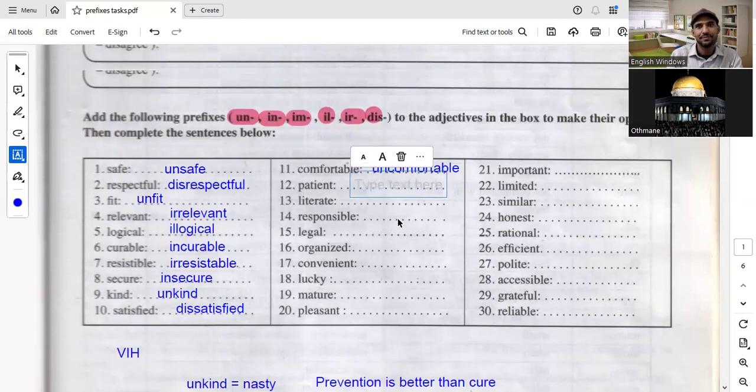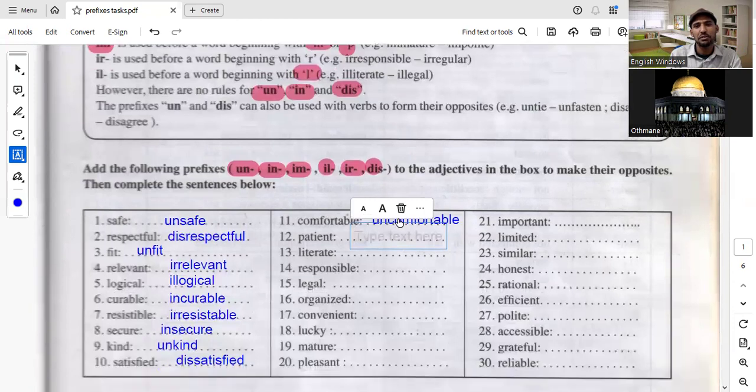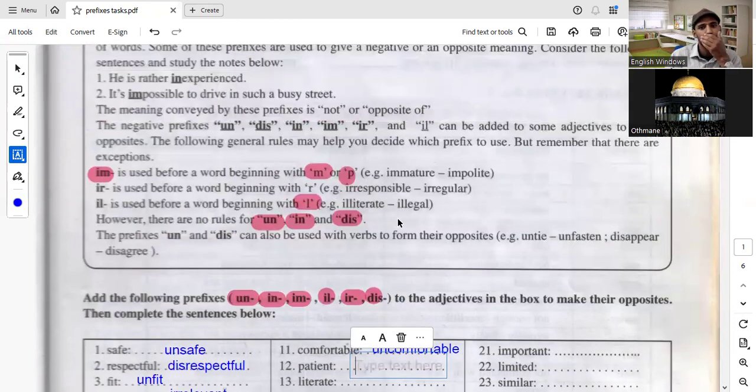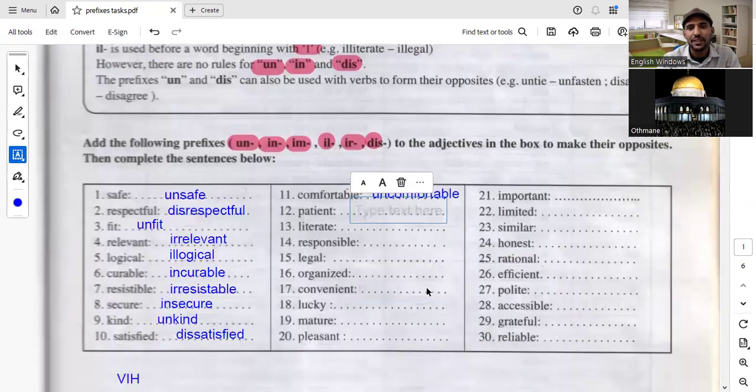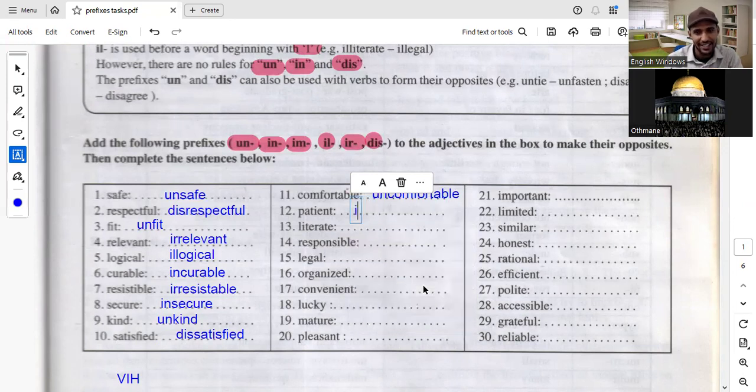Well, patience. Impatient. Not un. Remember, this is a word beginning with P. Impatient, just like polite. Okay, so it's in. Yeah, very good. Impatient, very nice.